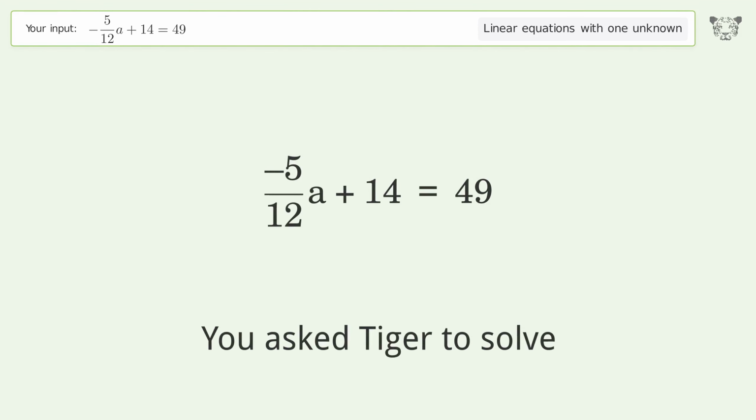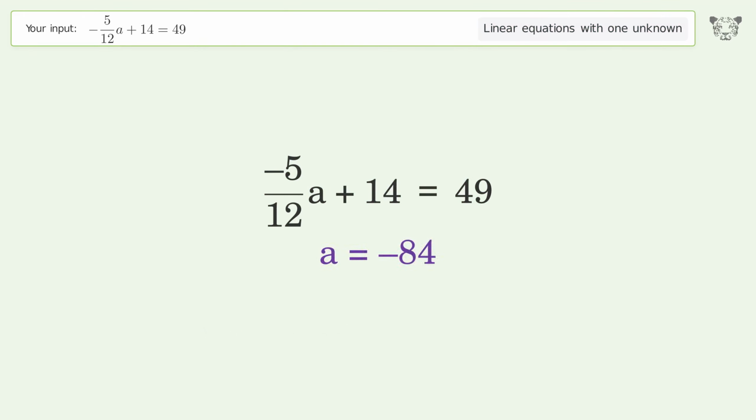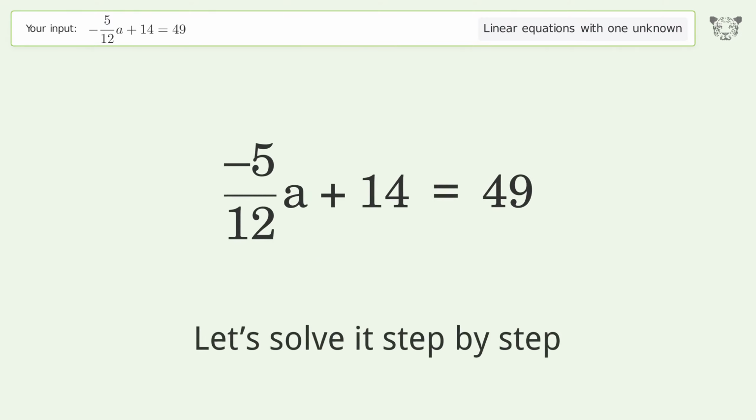You ask Tiger to solve. This deals with linear equations with one unknown. The final result is a equals -84. Let's solve it step by step.